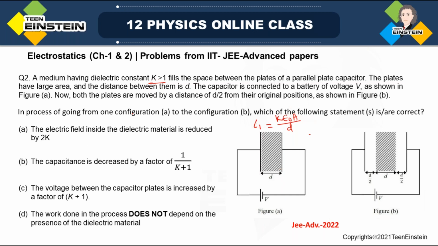Okay, now the question is, both plates are moved by a distance d by 2 from their original positions. Suppose this is plate 1 and this is plate 2. Earlier they had a gap exactly equal to the width of the dielectric material, that was d. Now the separation has become 2d. You look, this plate has been moved here by d by 2.